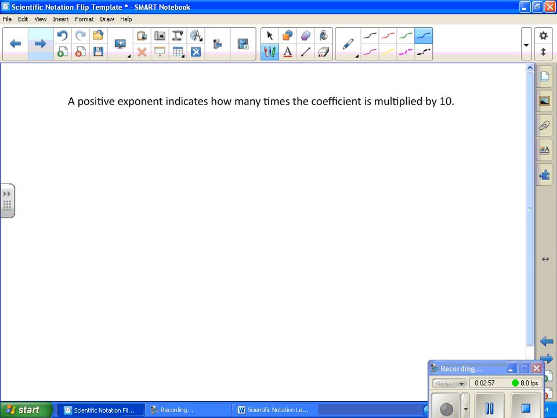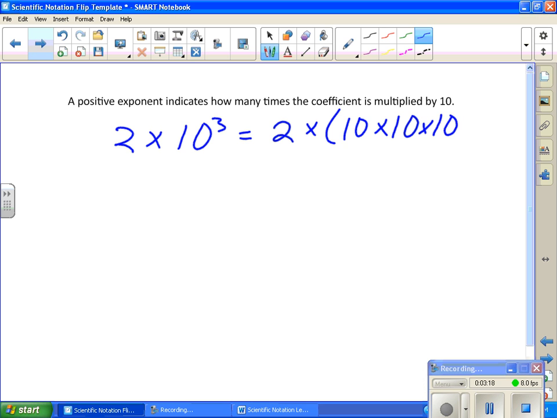A positive exponent indicates how many times the coefficient is multiplied by 10. For example, if we write 2 times 10 to the 3rd power, it's really saying that you multiply 2 by 10 times 10 times 10. This is the same as writing 2 times 1,000. And if you multiply that out, it's 2,000.